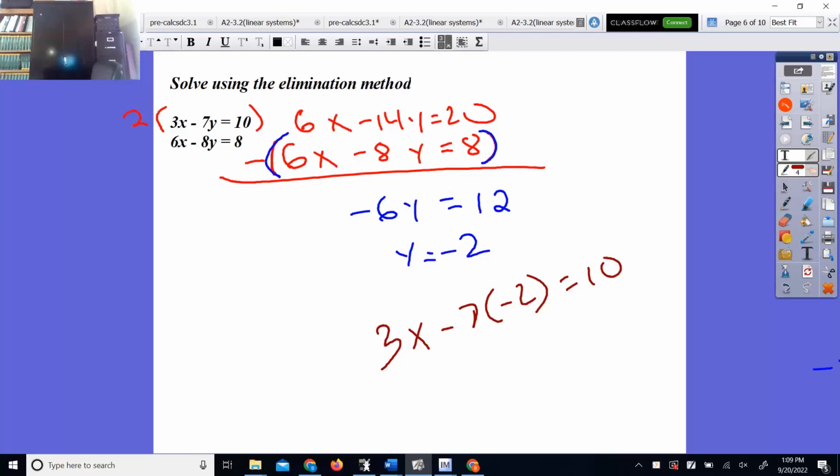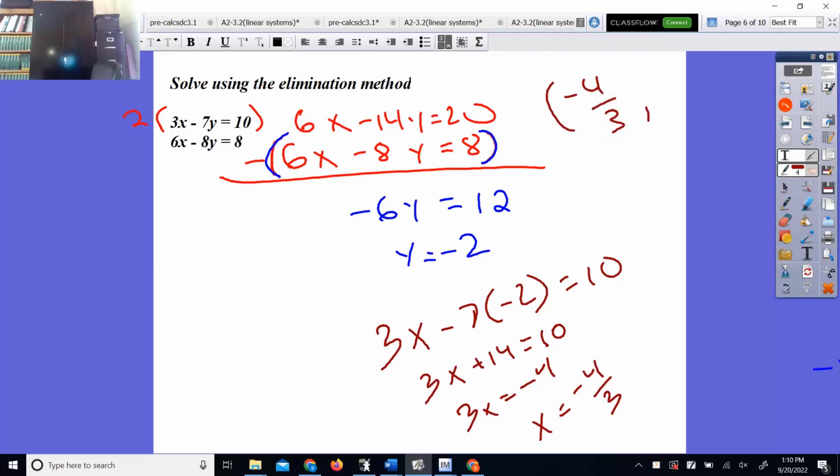All right, what's negative 7 times negative 2? Positive 14. What are you going to do with that positive 14? You're going to subtract it from the 10. I'll give you a negative 4. What's your x value? Divide by 3. Negative 4 thirds. That's still the sign. There's your pair, kids.